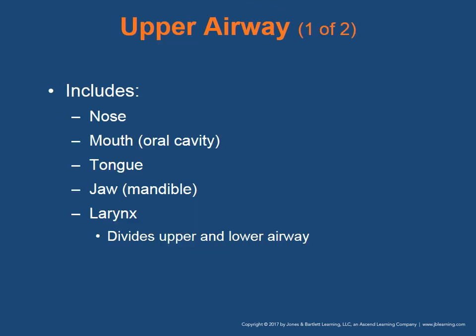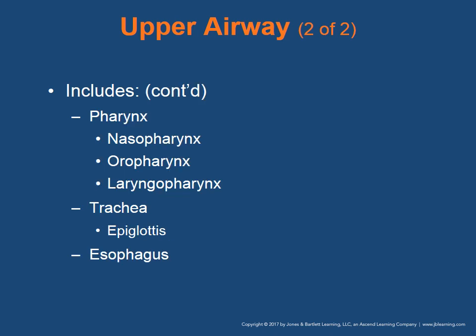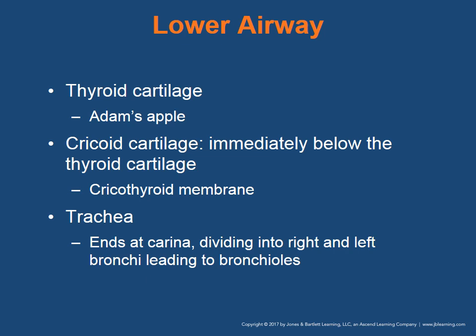So the upper airway: we have the nose, the mouth, which is just an oral cavity, the tongue, jaw, mandible, and larynx. It divides the upper and lower airway. The upper airway includes the pharynx, nasopharynx, oropharynx, larynx, trachea, epiglottis, and esophagus. Then the lower airway: thyroid cartilage, or the Adam's apple, cricoid cartilage immediately below the thyroid cartilage, and then there's the cricothyroid membrane.